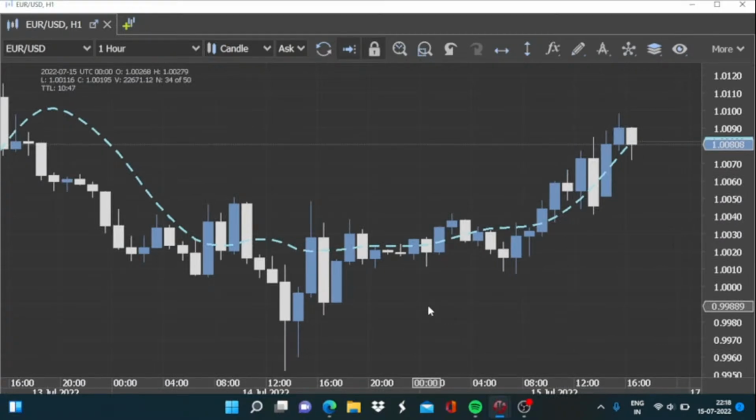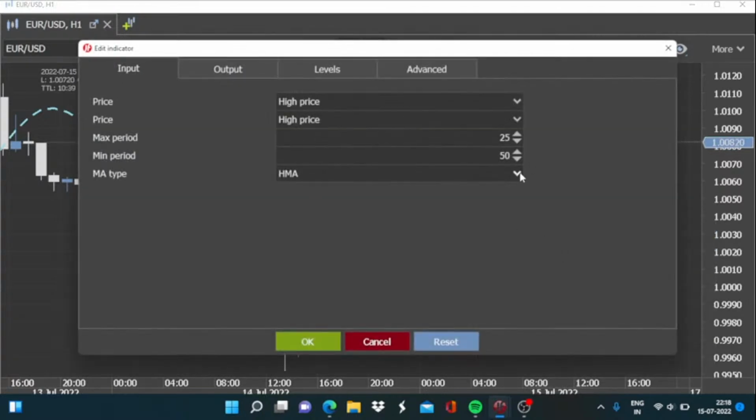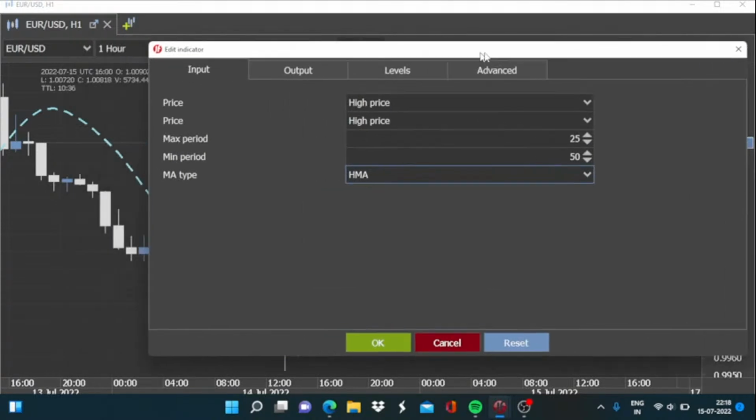All right. Now we consider, oh, not other indicators. We have to consider the functional aspects of MAVP only.